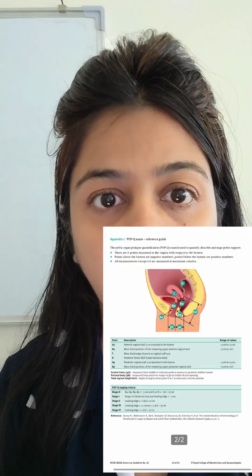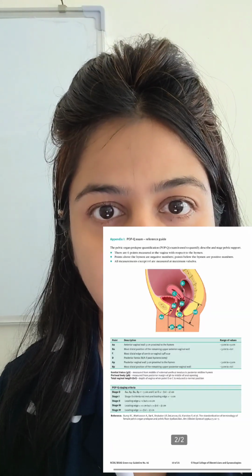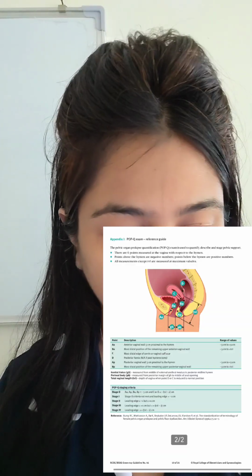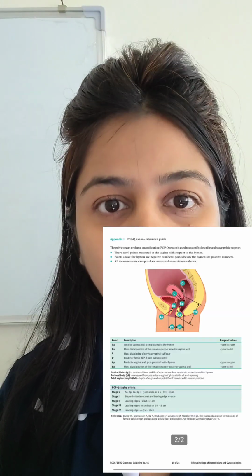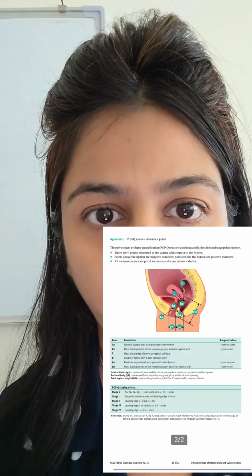stages. So stage 0. First we will take stage 0. Stage 0 is the perfect support. There is no descent, nothing, and everything is fine. So stage 0 is the perfect support. All right. Now stage 1.